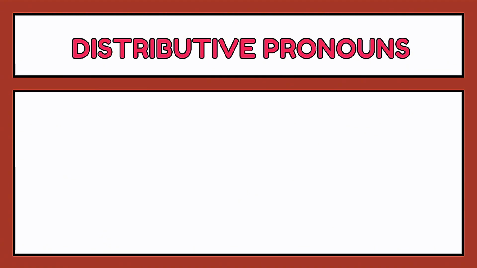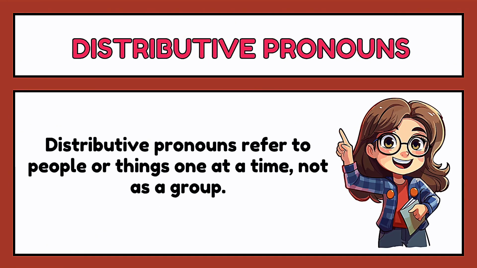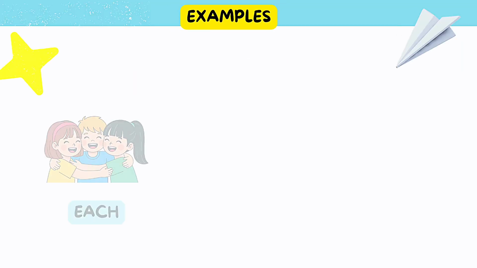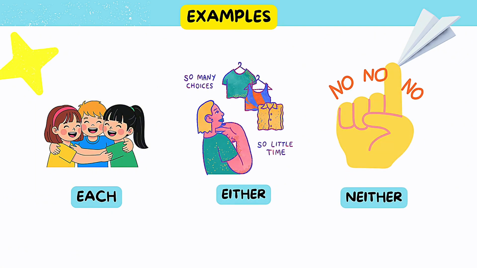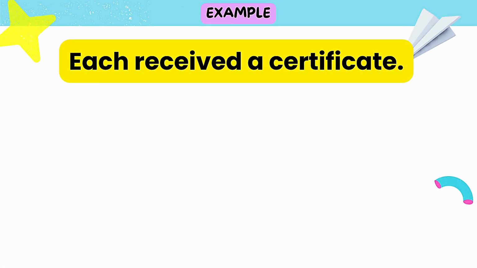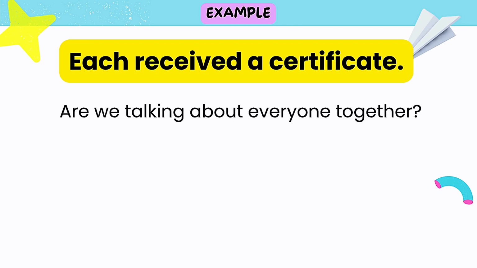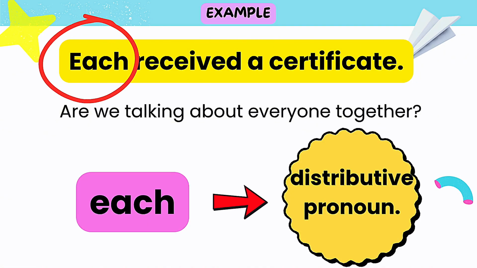10. Distributive pronouns. Distributive pronouns refer to people or things one at a time, not as a group. Examples: each, either, neither. Look at this sentence. Each received a certificate. Ask yourself, are we talking about everyone together? No, we are talking about one person at a time. So each is a distributive pronoun.